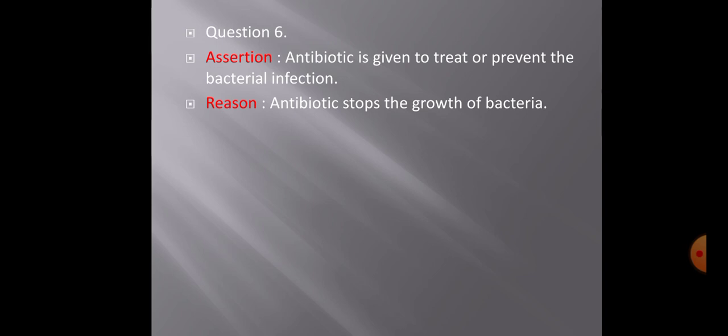Okay, next, the reason for this assertion is: antibiotic stops the growth of bacteria. So it's also an absolutely correct statement and it's a correct reason for the assertion. As I have said, antibiotics are the serums which help in avoiding the growth of bacteria in the human body. So the answer is both assertion and reason are correct, and reason is the correct explanation of assertion. So with this the answer will be A. Okay, let's move on to the next one.